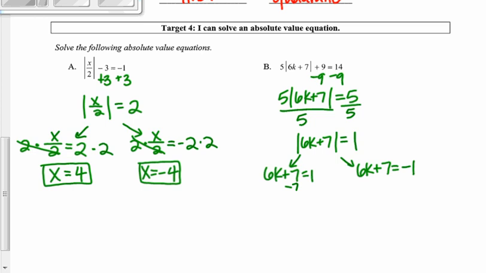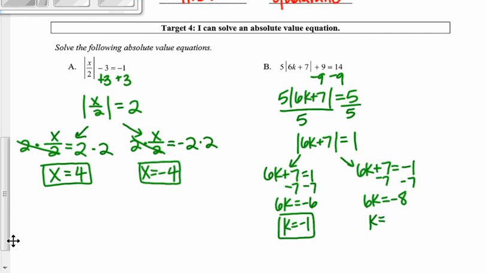So in this first one, if I subtract 7, I get 6k equals negative 6. If I divide by 6, I get k equals negative 1. Over here, if I subtract 7, I get 6k equals negative 8. And then if I divide by 6, I would get negative 8 over 6, which is negative 4 thirds. If you wanted to use the rounded value there, the decimal, that's fine.